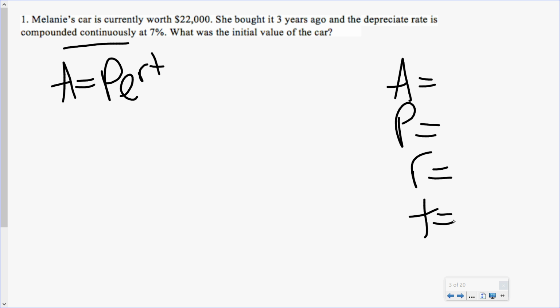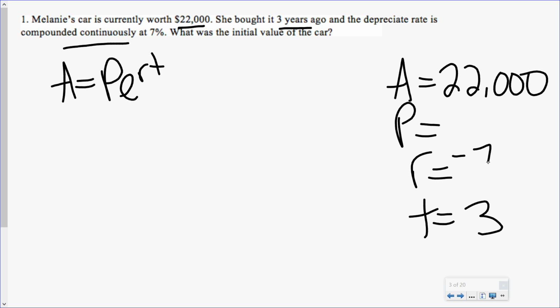Melanie's car is currently worth $22,000. She bought it 3 years ago. So 22,000 is not the initial value of the car, it's the value of the car after 3 years has passed. That's A. 3 years ago is T. The depreciation rate is 7%. Now with Pert, if it's decreasing, it's going to be negative. So it's going to be negative 7 divided by 100, which is negative 0.07.